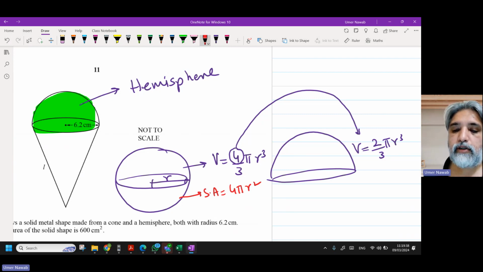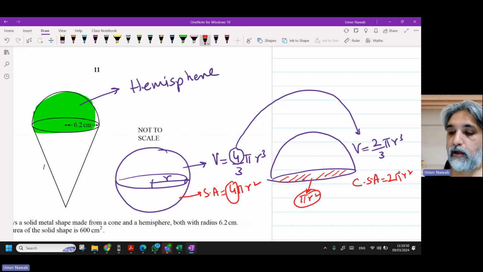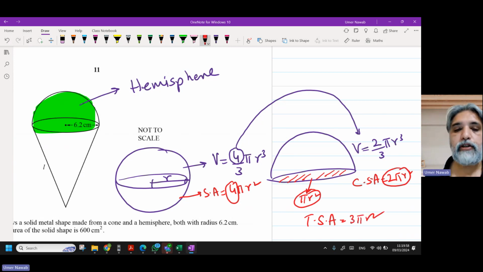Okay, so let's do the curved surface area for the hemisphere. Here I'm going to write 2 pi r squared. But if I want to include the bottom as well, which is pi r squared, then it is pi r squared plus 2 pi r squared. So the total surface area is equal to 3 pi r squared. I'm just talking about hemisphere and sphere.